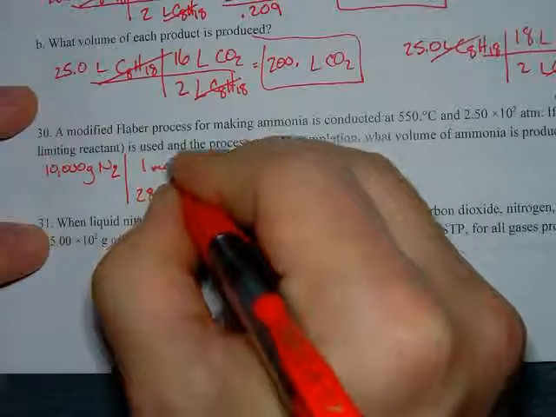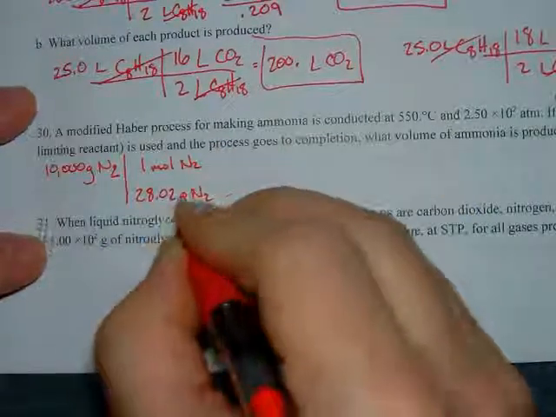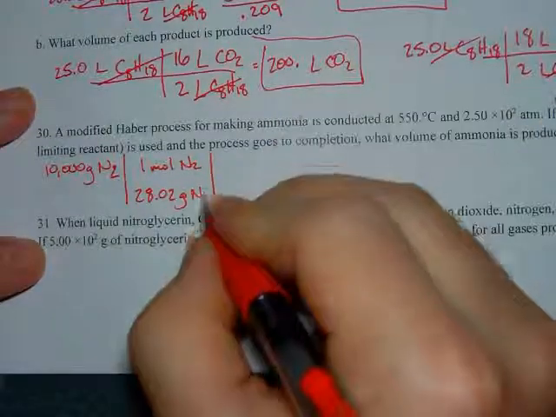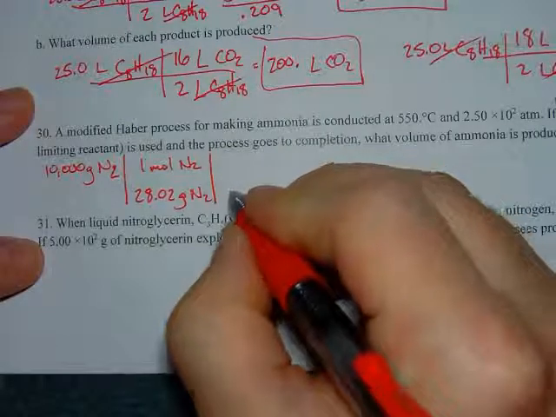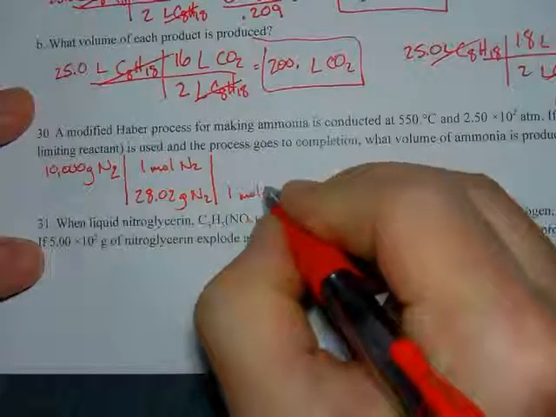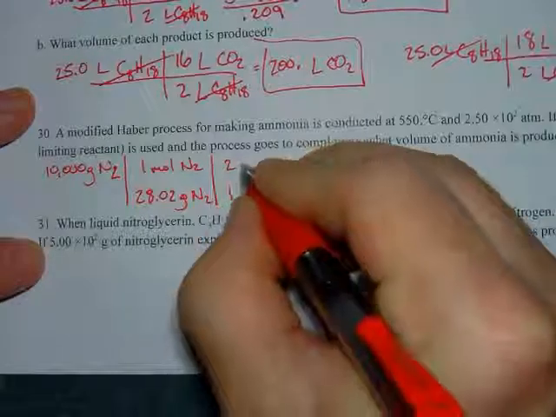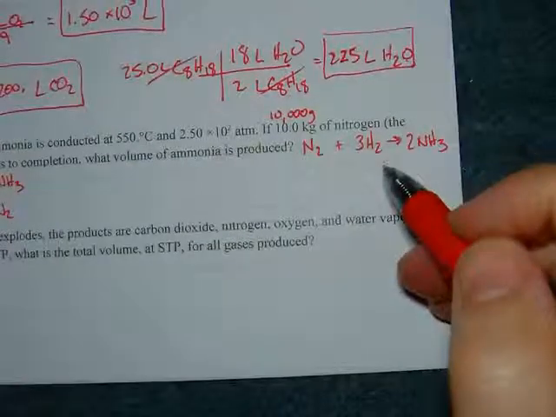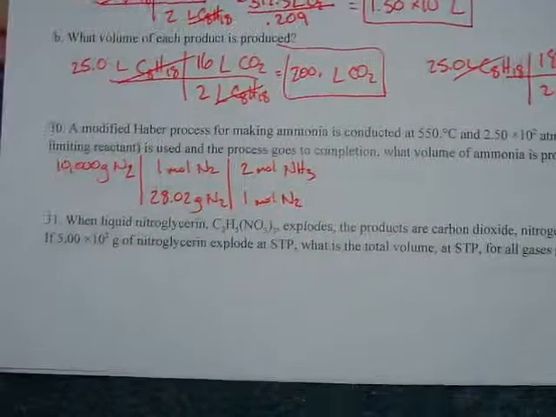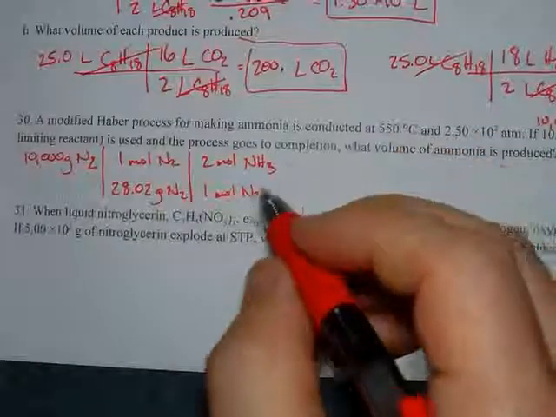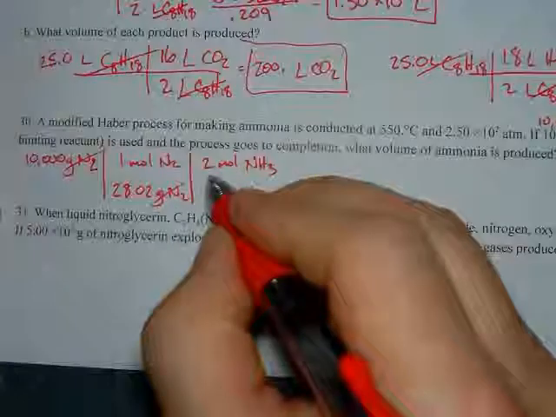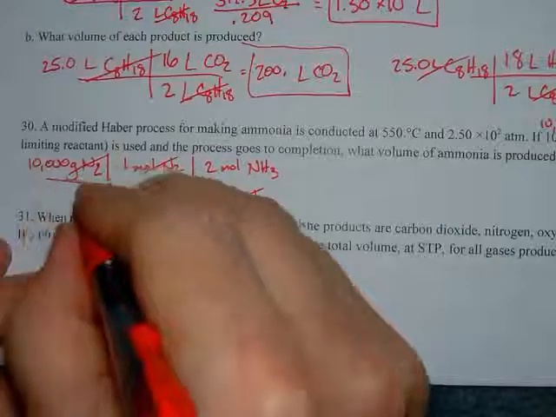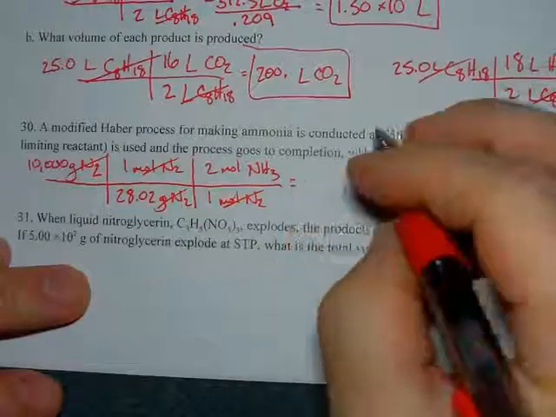Because in every 1 mole of N2, there's 28.02 grams, just 14.01 is 1 nitrogen atom, and there are 2 of them here. And for every 1 mole of nitrogen consumed, there are 2 of ammonia produced. Again, that's according to my balanced chemical equation. After this, grams of N2 cancel, then moles of N2 cancel, and the only thing I have left is moles of ammonia.